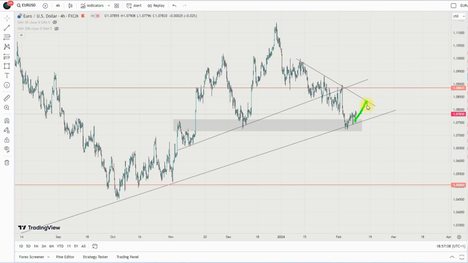But if price now went ahead and breaks above this level of 1.08843, that's where I'll be looking for a bullish bias back to this particular high.